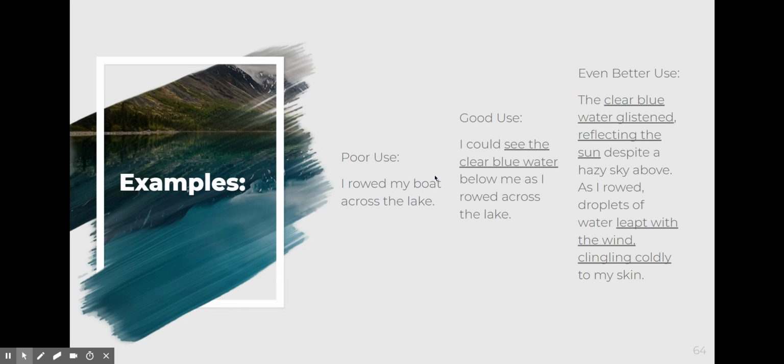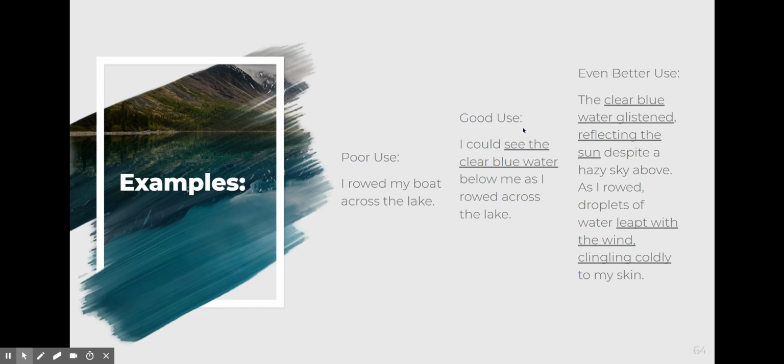A poor example of a sentence talking about that experience would say something like, I rowed my boat across the lake. It's straight to the point. It mentions what we're doing. It does get the job done, but it doesn't really do anything other than that. A better example of that sentence could say something like, I could see the clear blue water below me as I rowed across the lake. You'll notice in that one that we do have some sensory details. It says that you could see the clear blue water.